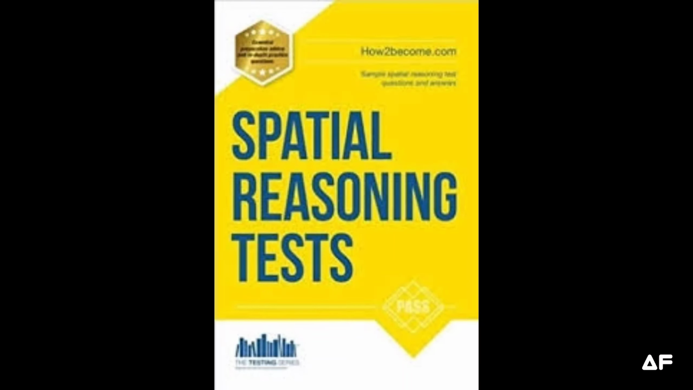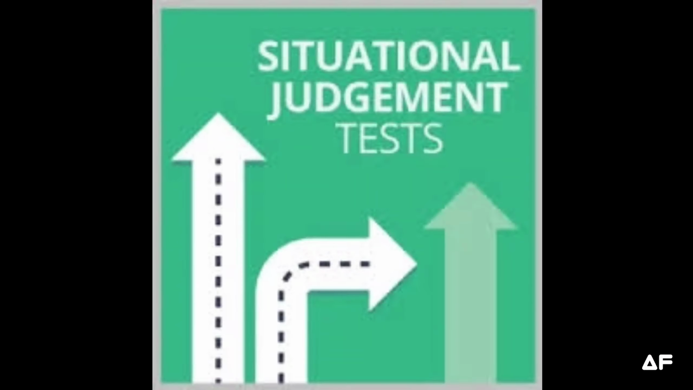Next is the spatial reasoning test, to measure the candidate's manipulating capacity and to find out the pattern or the sequence of the shapes. Seventh is the situational judgment test. This test checks his or her judgment capacity during a critical situation.